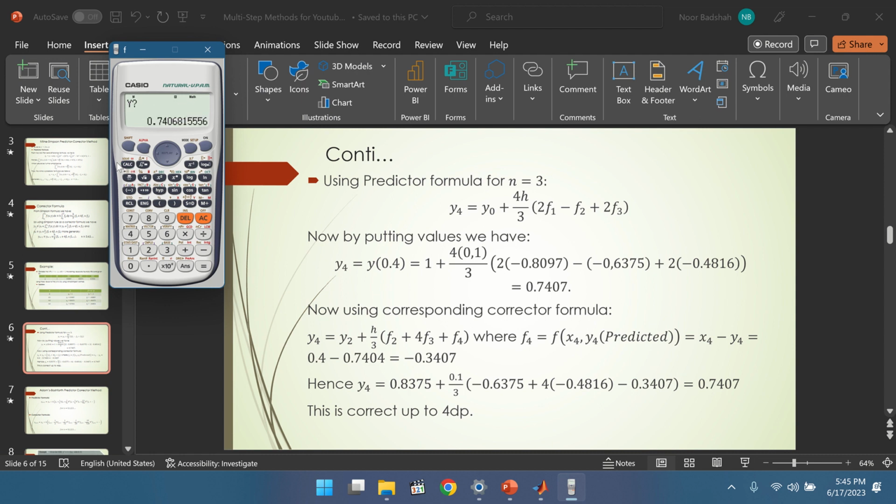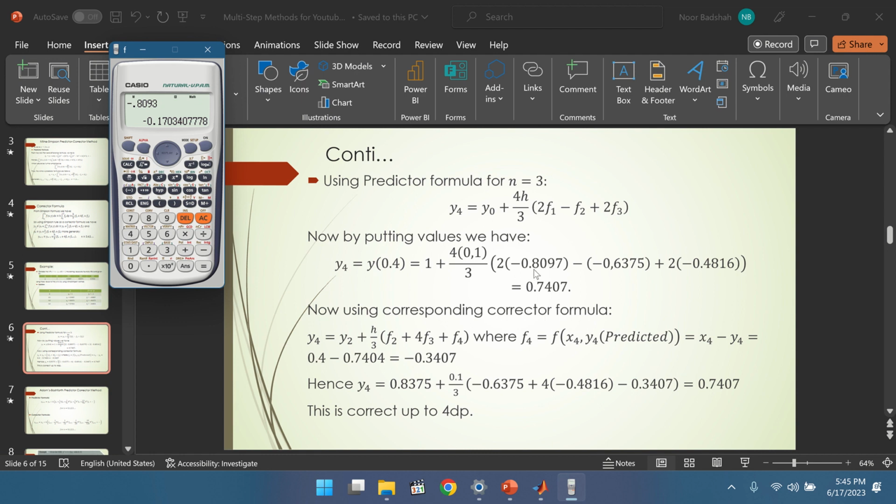Okay, let's calculate that. It asks for the initial value of y, where the initial value of y is 1, because we are using y naught, keeping in mind. So I'll just give it 1. Okay, and then it asks for m. So m is what? That is 0.1. Okay, so I presume I am doing okay. It will ask for a now. So my a is what? That is minus 0.8093. This is my f naught, f1, sorry.